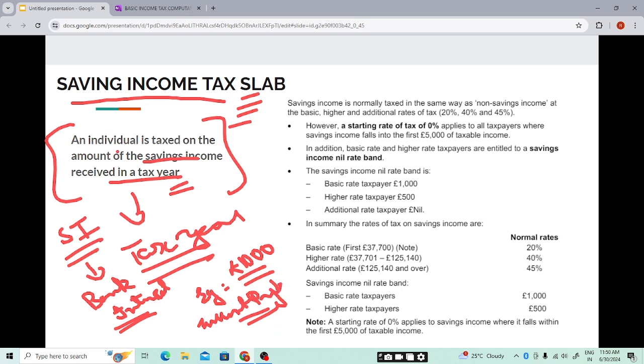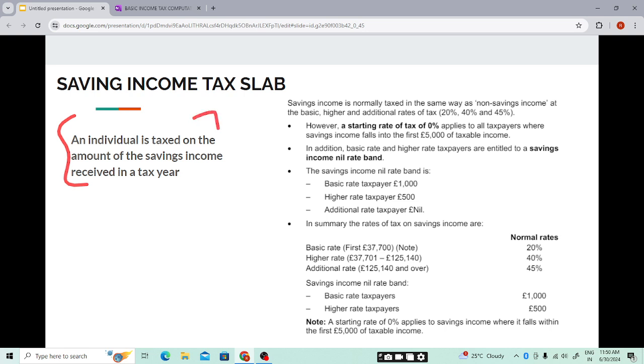What does it say? An individual is taxed on the amount of saving income when he receives it in the tax year, whether it pertains to any earlier year. In the year the amount is credited to your bank account, in that year you will be taxed on the saving income. So clear with this? This is the basic rule you need to remember. Now we will start with the tax slabs and other things.